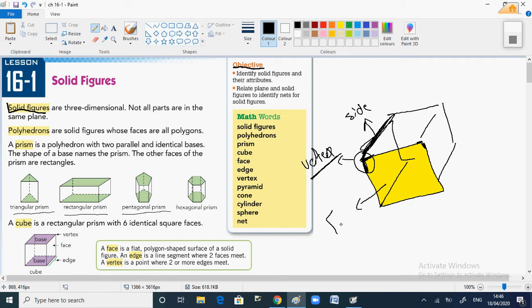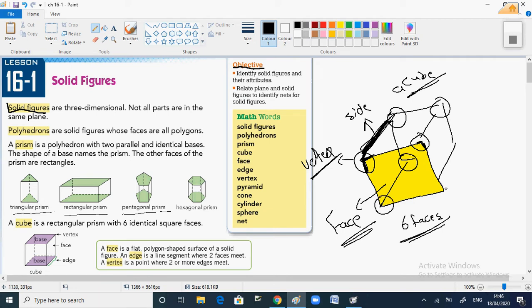This is a face too. So I have front, back, right, left, up and down. Here we have 6 faces, 6 identical faces because it's a cube. This one is called a side. The corner is called a vertex. How many vertices do I have? 1, 2, 3, 4, 5, 6, 7, 8. I have 6 faces and 8 vertices.